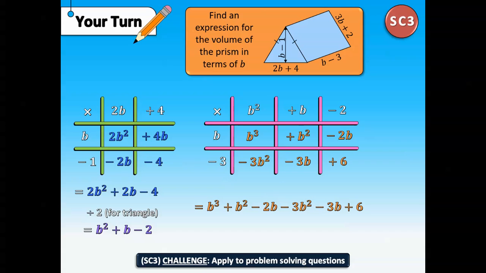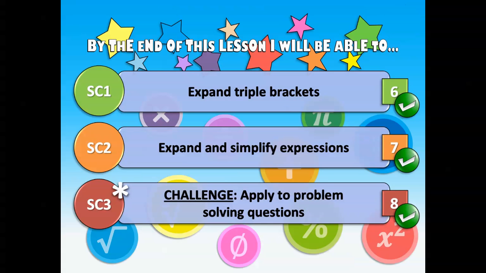That's going to be b cubed plus b squared minus 3b squared. So that's minus 2b squared. Minus 2b minus 3b, which is minus 5b. And then plus 6. So that's our final answer. And now we've completed success criteria 3.